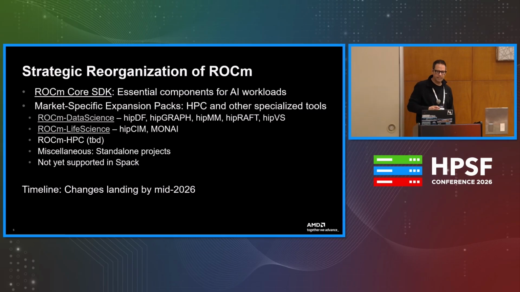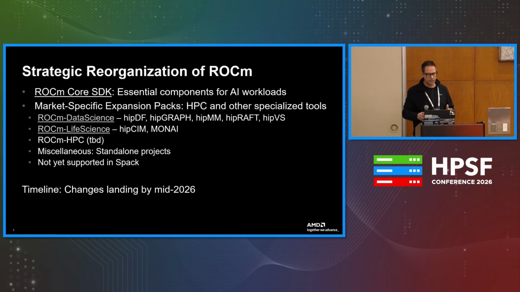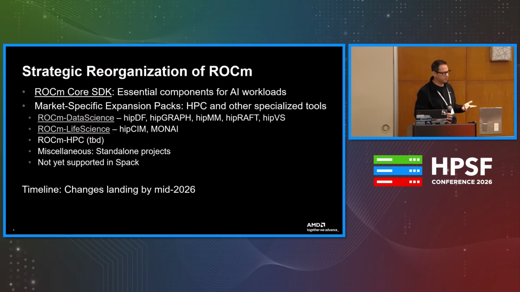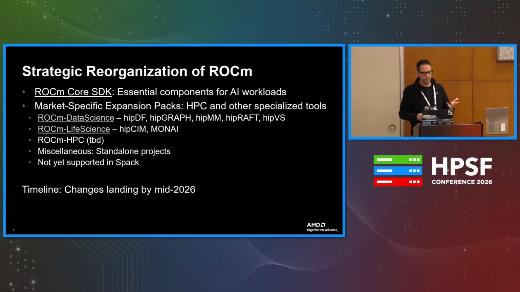So the strategic reorganization of ROCm into the ROC is basically we have the ROCm Core SDK, which is essential components for AI workloads. So it's the ROCm, well, we'll get into the details in a bit. And then we also have some market-specific expansion packs. So for HPC, for example, there will be a separate expansion pack. I'm not quite sure what's going to go into that.